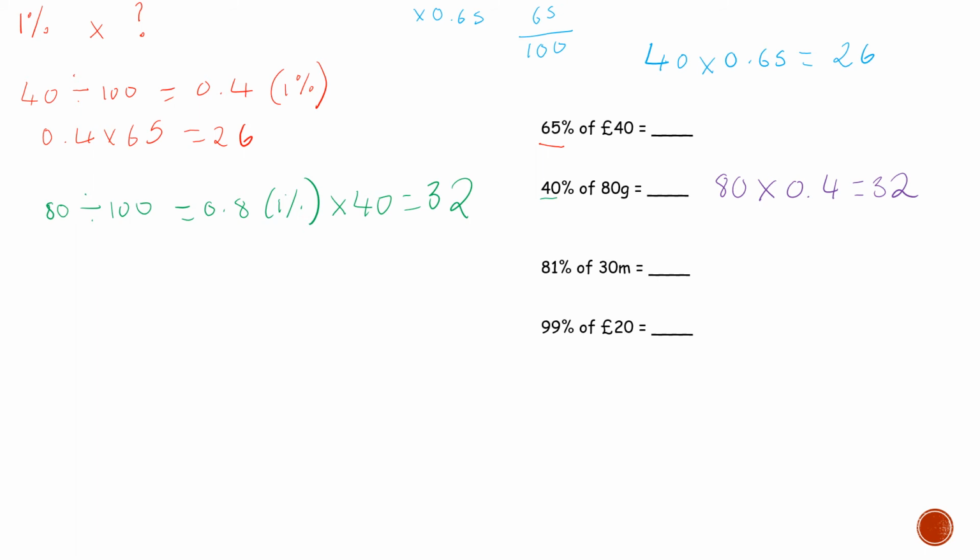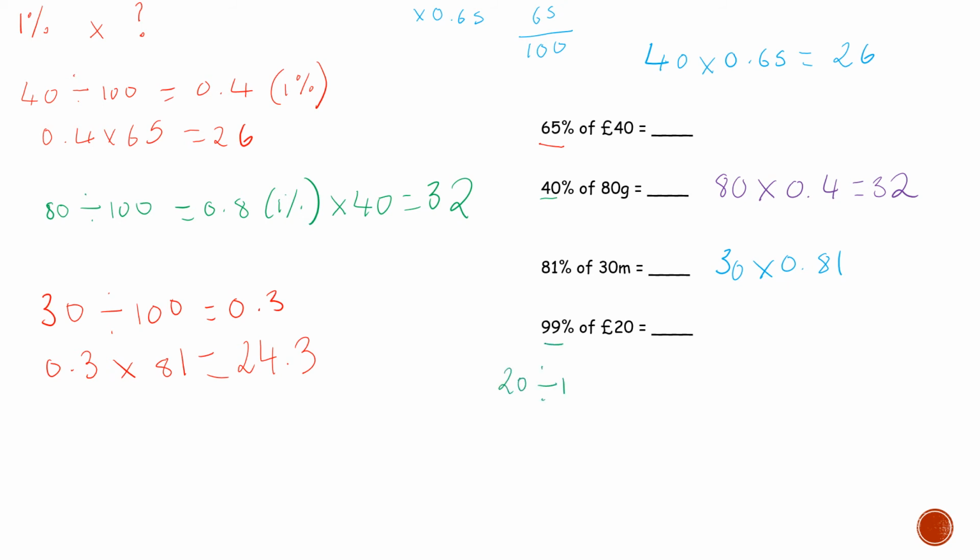On the next two, just to go through the examples, I would do 30 divided by 100, which would give me 0.3. And I'd then do 0.3 times 81, which is 24.3. Or again, I can do the version where I would do 30 times 0.81.